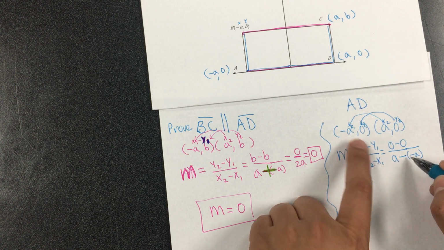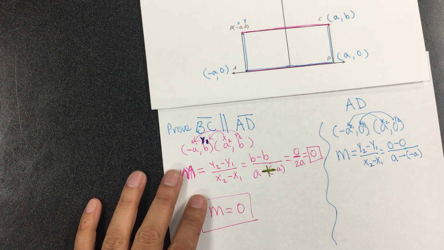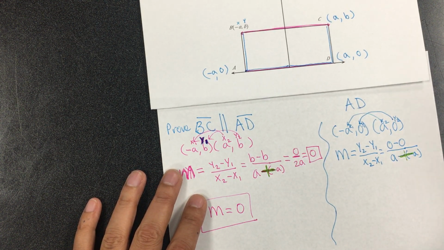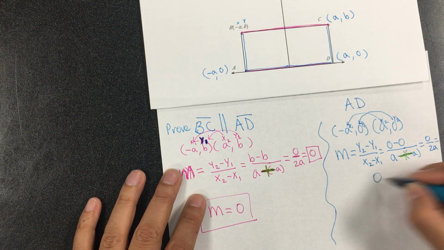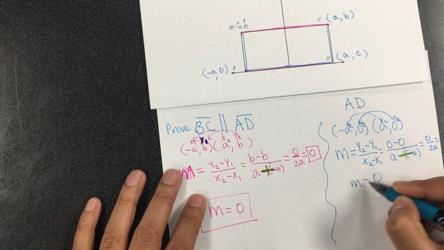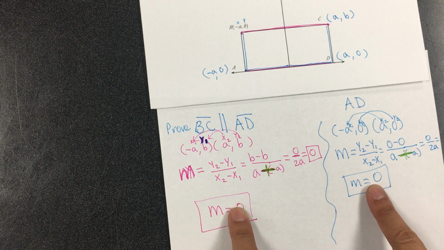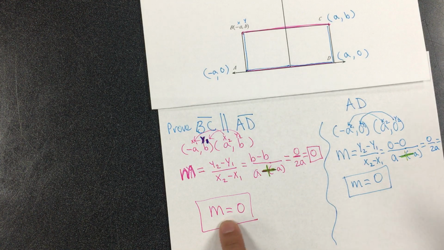So minus from here and minus from the x1, okay? Again, negative and negative becomes the big plus. And so this is 0 minus 0 is 0. A plus a is 2a, and that's equal to 0. So my slope is 0. Since they have the same slope, that means that the two lines are parallel, and that's how I prove that.